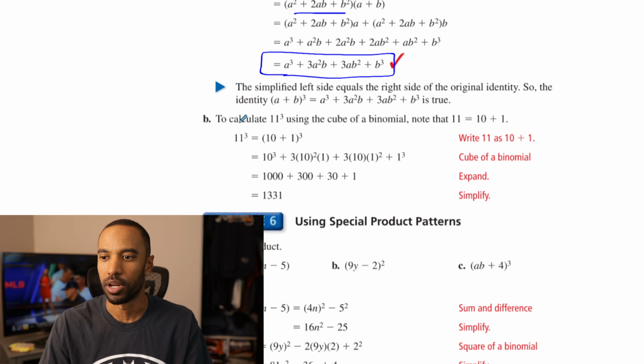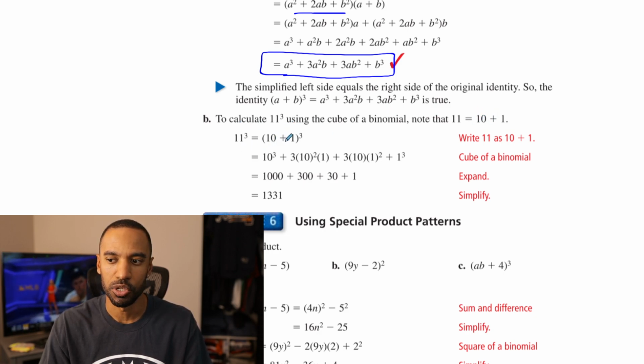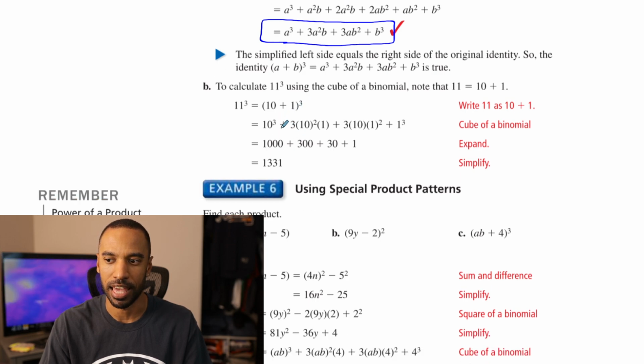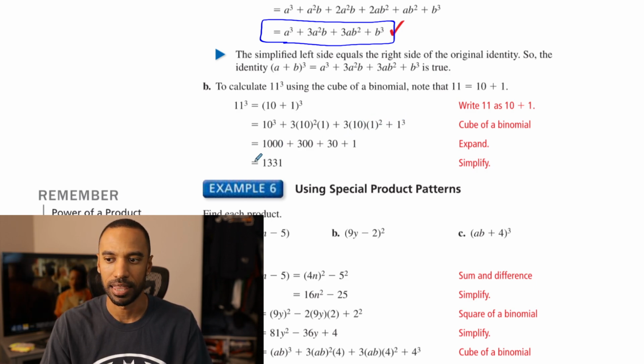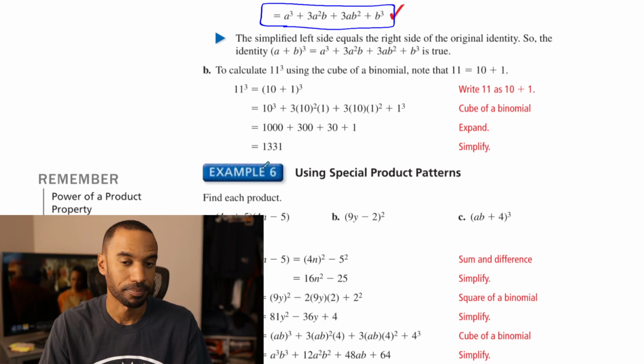Awesome. You can also calculate 11 cubed by turning 11 into 10 plus 1, and use 10 plus 1 cubed to do that, and then maybe that's faster if you know how to work that stuff out. 10 is like your A, 1 is like your B, so 10 cubed plus 3 times 10 squared times 1, plus 3 times 10 times 1 squared, plus 1 cubed, and then it gets out to 1331.